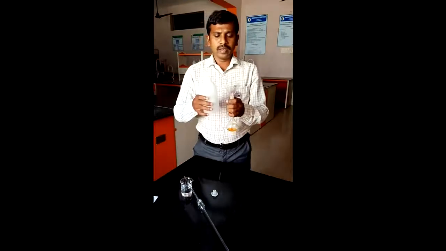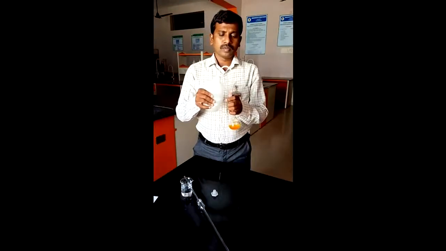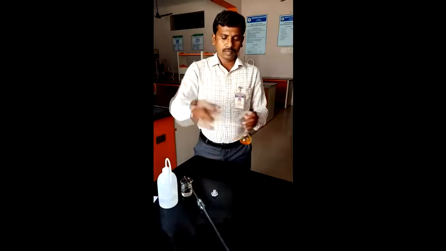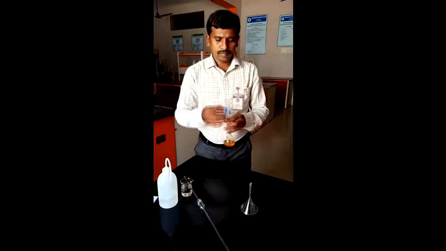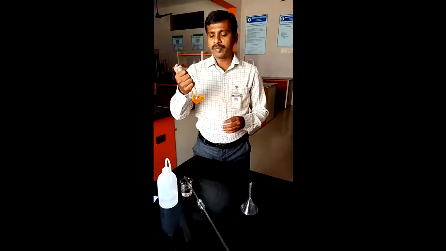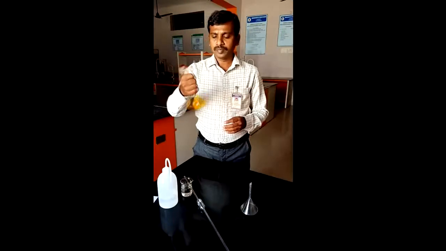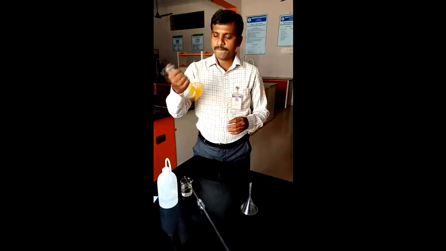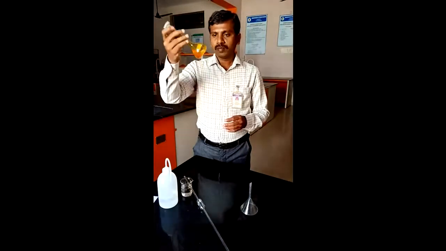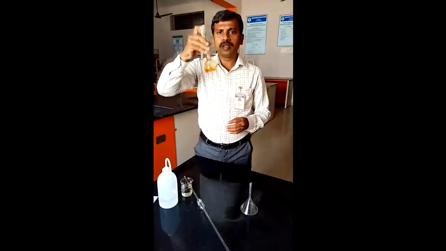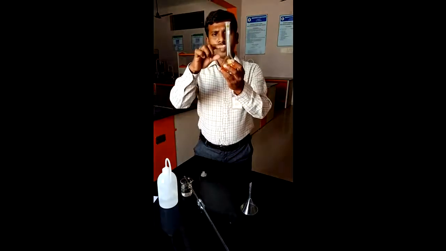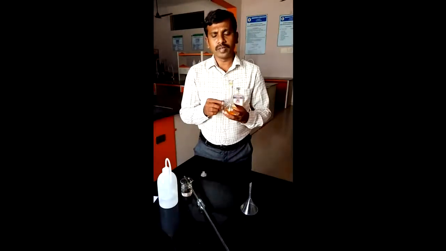Now I will add a little distilled water with the help of a wash bottle. Remove the funnel. Now close the lid. Then shake the flask well for complete dissolution of potassium dichromate. Now potassium dichromate is completely dissolved. Now I will make up the solution up to the mark by adding distilled water.